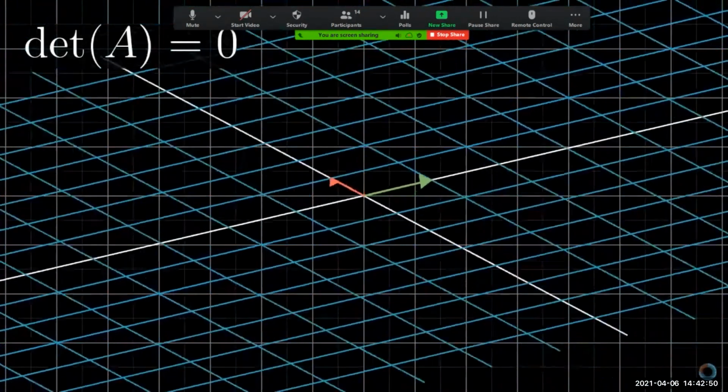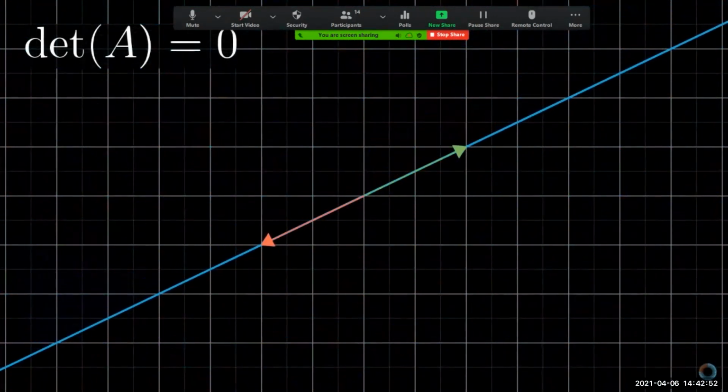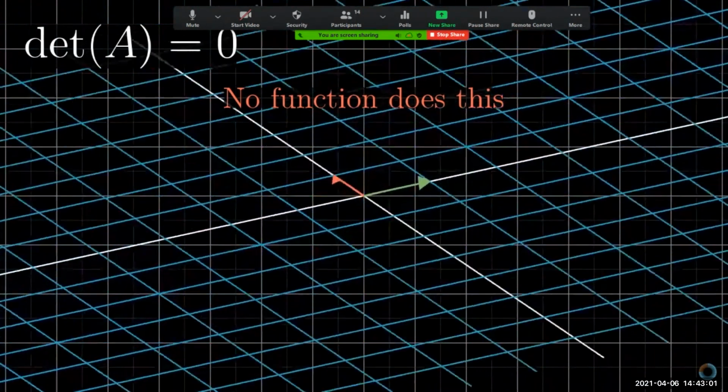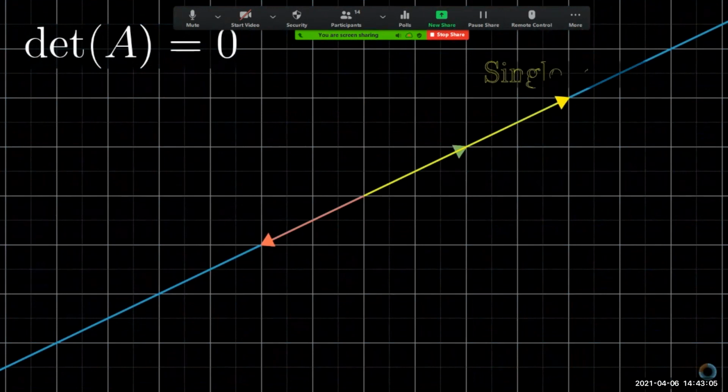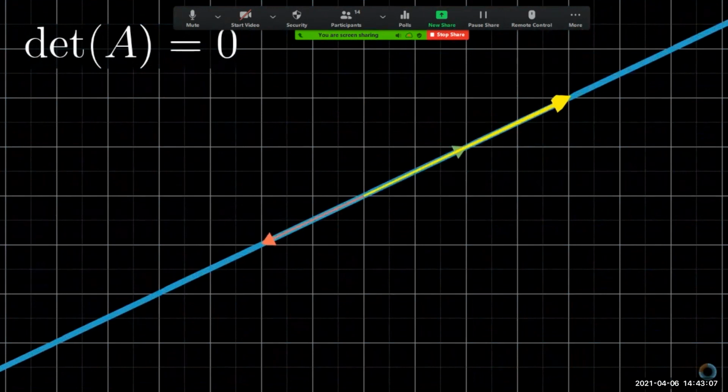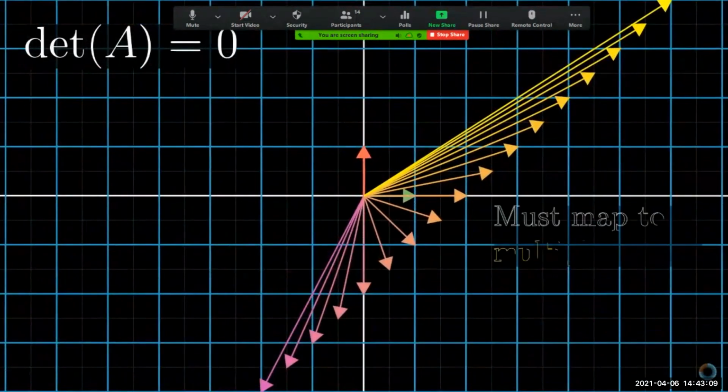But when the determinant is zero, and the transformation associated with the system of equations squishes space into a smaller dimension, there is no inverse. You cannot unsquish a line to turn it into a plane. At least that's not something that a function can do. That would require transforming each individual vector into a whole line full of vectors. But functions can only take a single input to a single output.